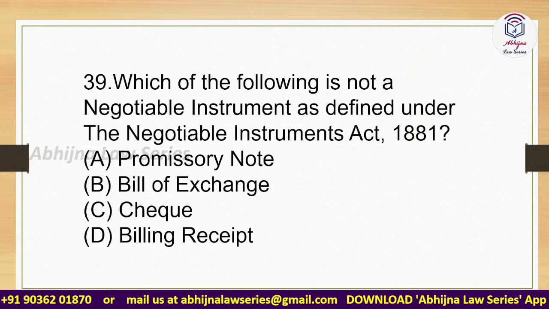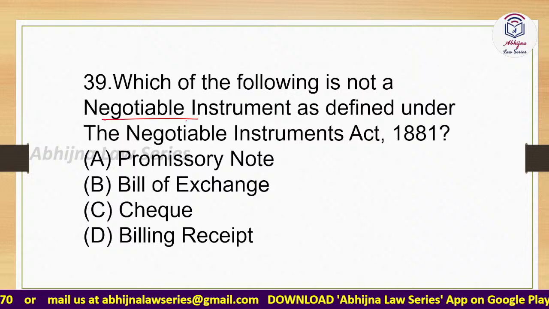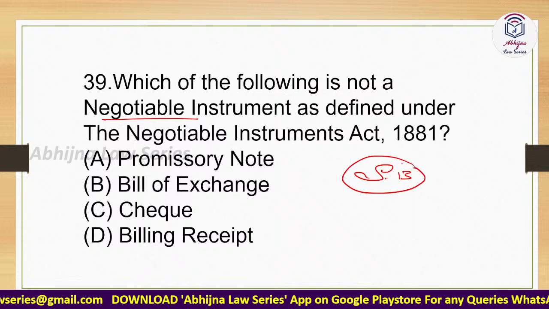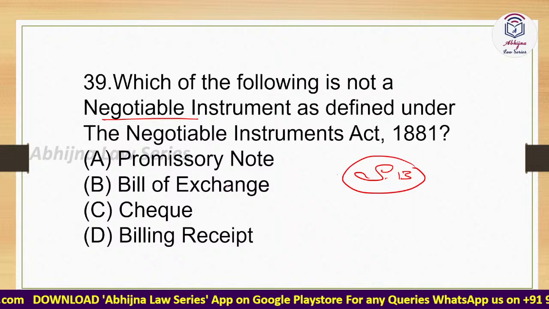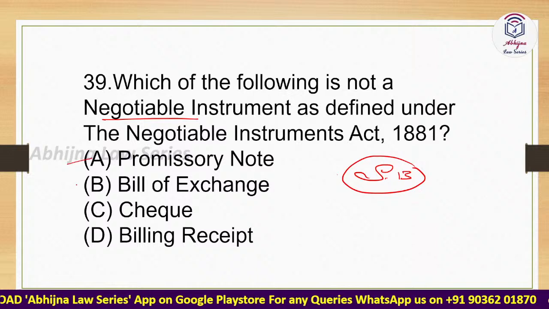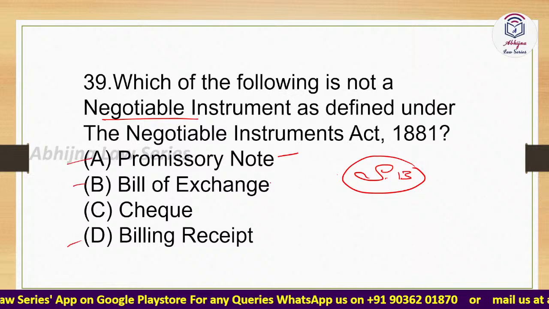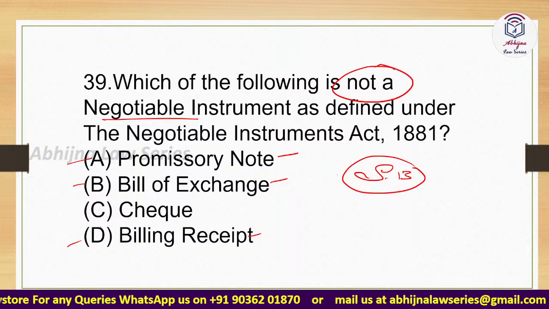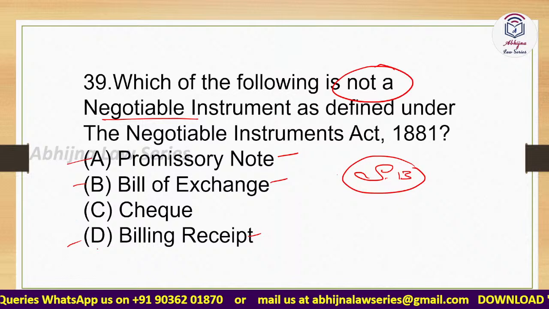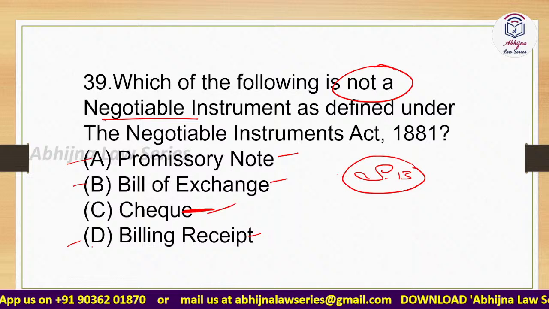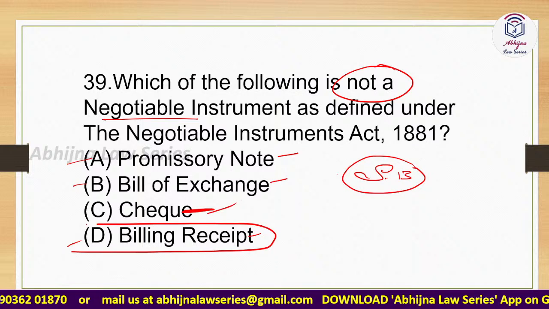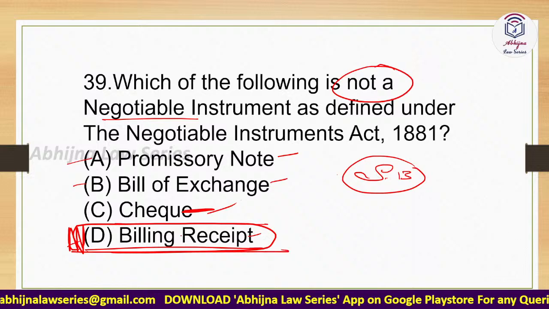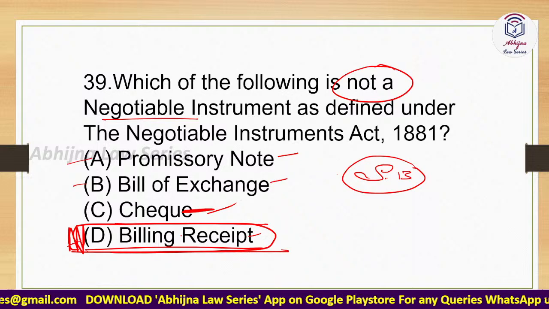Next one, which of the following is not a negotiable instrument? Section 13 of the Negotiable Instruments Act clearly defines what is a negotiable instrument and what is not. It has prescribed 3 negotiable instruments: promissory note, bill of exchange and cheque. So, which of the following is not a negotiable instrument? A cheque is also a negotiable instrument. A billing receipt is not a negotiable instrument. D is the answer, as per section 13.